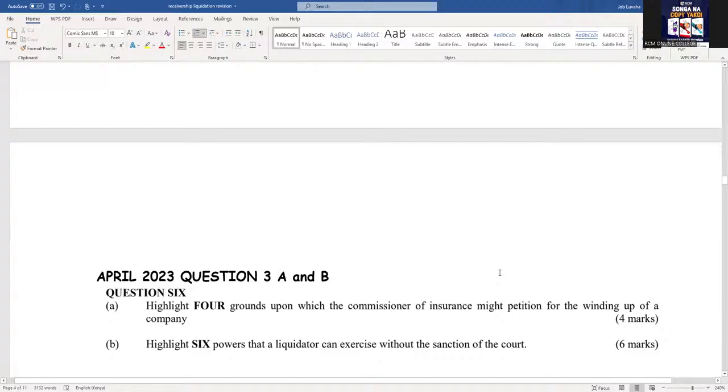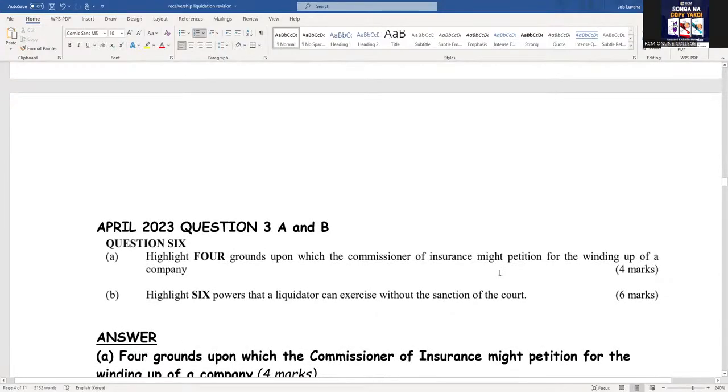Then we have April 2023, question number 3A and B. Highlight 4 grounds upon which the Commissioner of Insurance might petition for the winding up of a company. This is almost looking at the reasons that we've been able to talk about. Then, highlight 6 powers that a liquidator can exercise without the sanction of the court. These powers you also looked at, the ones that he can exercise without the sanction of the court.